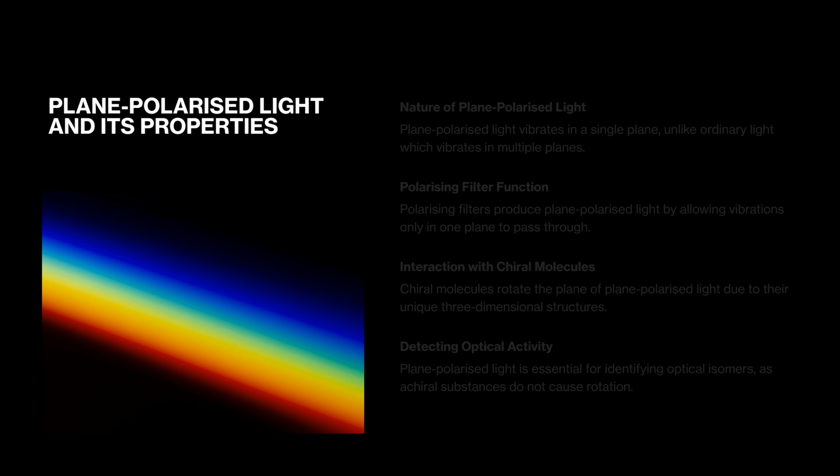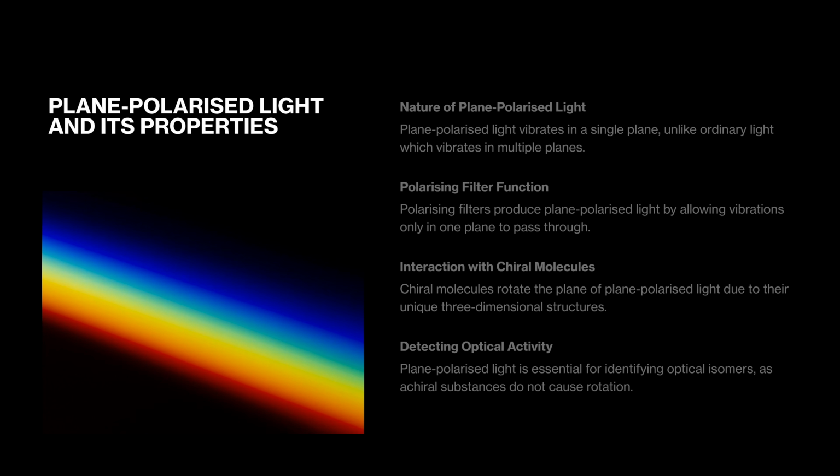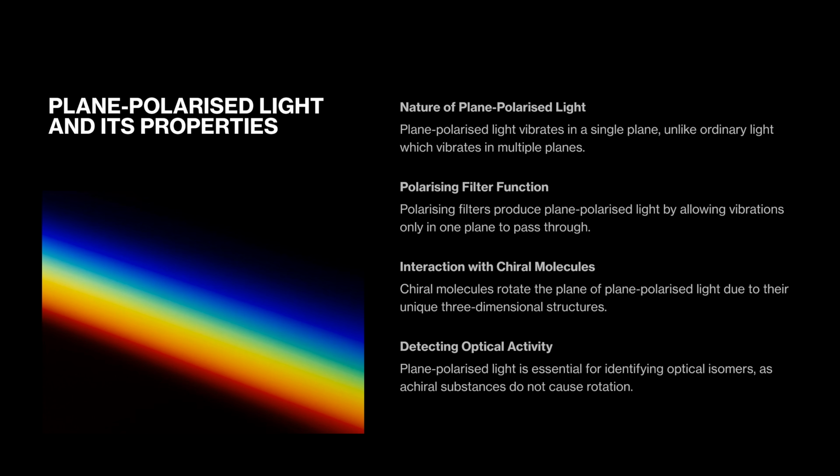Plane polarized light is central to understanding how optical isomers are detected and studied. Ordinary light vibrates in all planes perpendicular to the direction of travel, but plane polarized light vibrates in just one plane. This is achieved experimentally by passing light through a polarizing filter, often referred to as a polarizer.